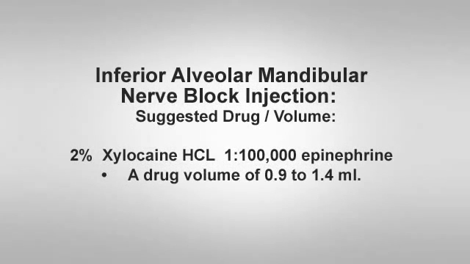The suggested drug and volume to perform the inferior alveolar nerve block injection is 2% xylocaine HCl, 1 part per 100,000 epinephrine. A drug volume of 0.9 milliliters to 1.4 milliliters, which is equivalent to 3/4 to 1 full cartridge, is the suggested volume when performing the inferior alveolar nerve block.